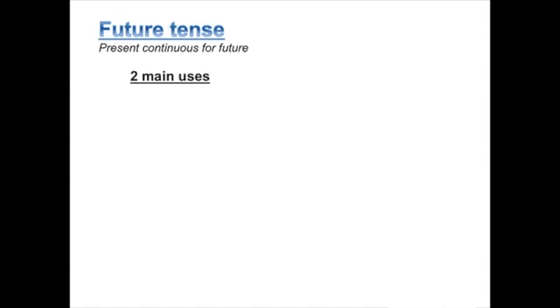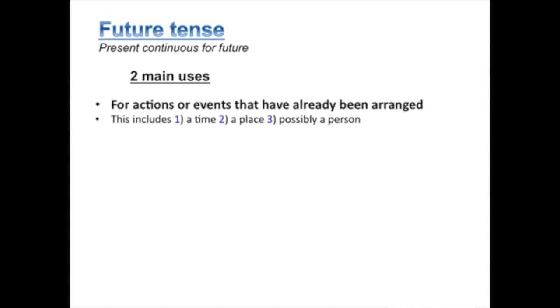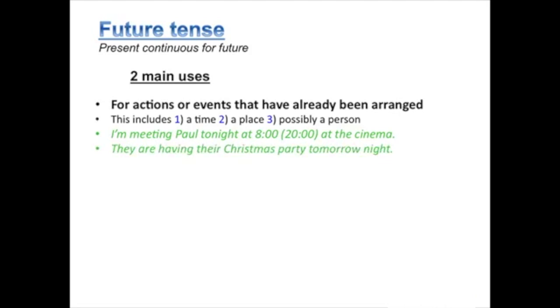Present continuous for future has two main uses. For actions or events that have already been arranged. This includes one, a time, two, a place, three, possibly a person. Example, I'm meeting Paul tonight at 8 o'clock at the cinema. They are having their Christmas party tomorrow night. These have been organised and arranged.